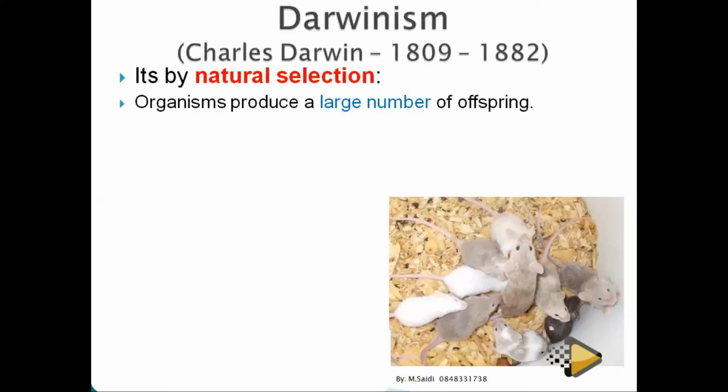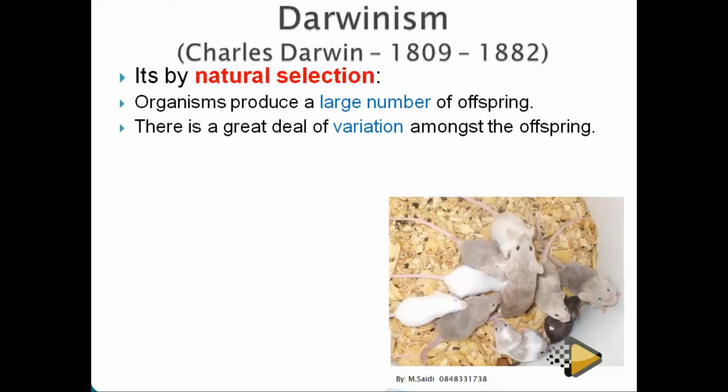Rats produce a large number of offspring, but where are the rats? You don't see them everywhere. There must be some factors which bring about the reduction in the availability of these rats everywhere. So we are saying that organisms produce a large number of offspring.